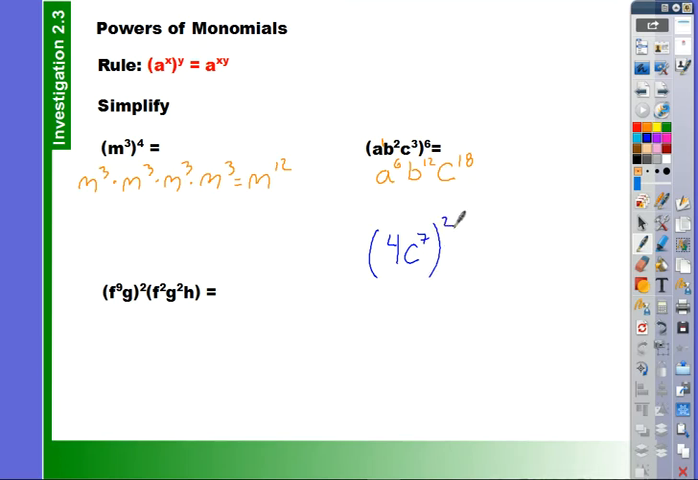So we have 4c to the 7th, to the second power. Applying the rules of exponents, we will now have c to the what power? 14. It'll be c to the 14th. That was fairly simple. But we still have 4 to the second power.